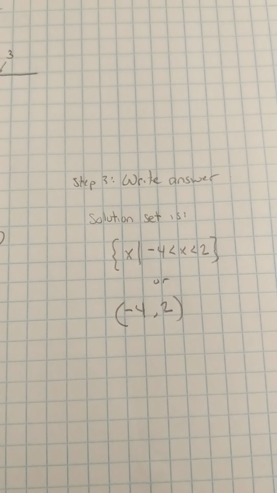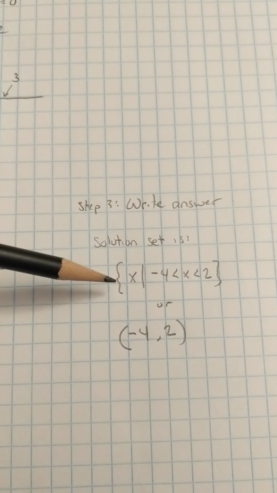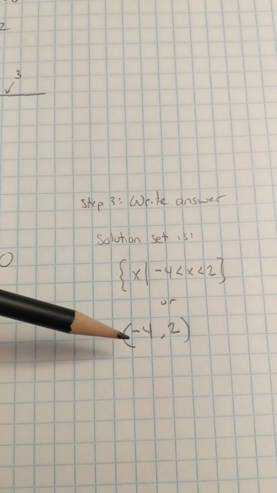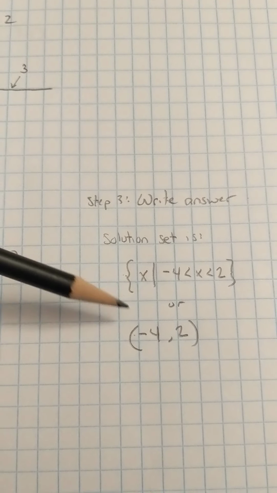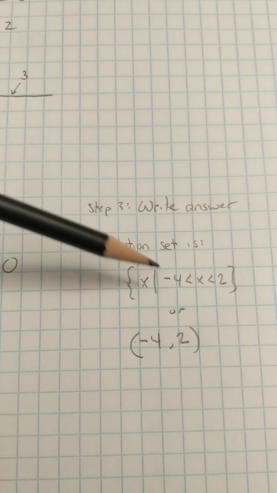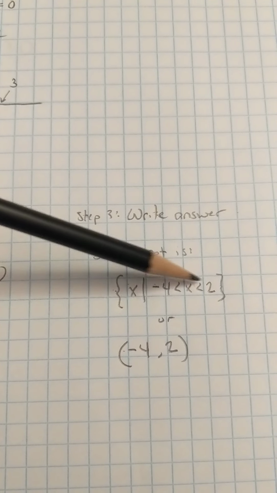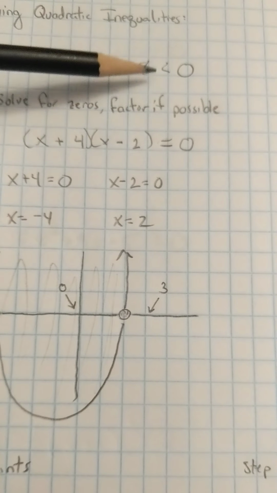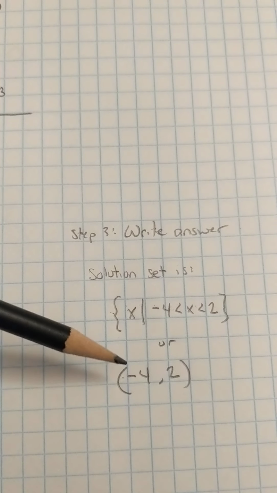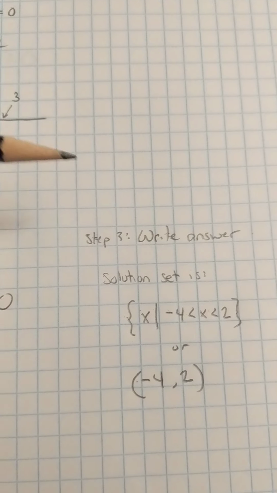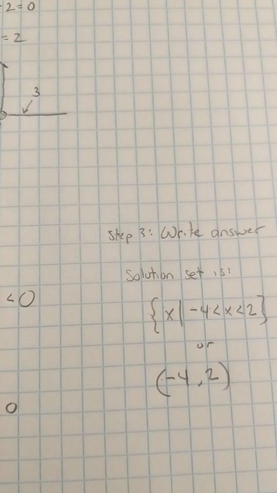Now that's going to be my third step, is to write the answer. Since we have a range of values, it's a solution set. And we can either use our set builder notation or our interval notation. The set builder notation would have that awesome bracket and all values of x such that x would be between negative 4 and 2, again, less than, not less than or equal to, because of this symbol in the original problem. Or you can use your interval notation, and I chose parentheses because it is less than and not less than or equal to, and then negative 4, comma 2.